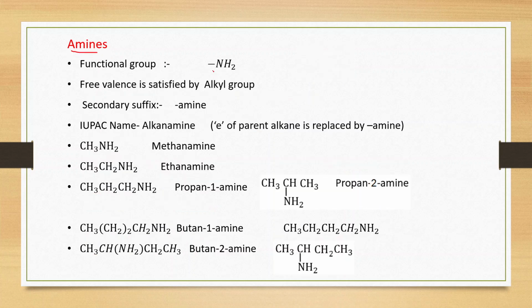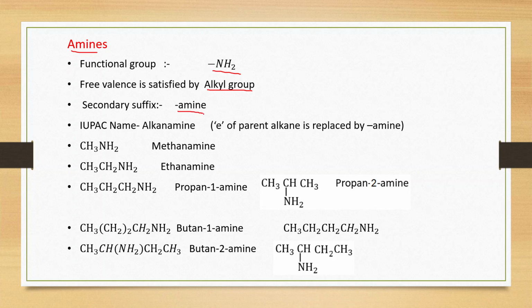Amines, functional group is NH2. Free valency is satisfied by alkyl group. Actually, amines are the derivative of ammonia. If free valency is satisfied by the hydrogen, then we will get the ammonia NH3. But here this free valency is satisfied by alkyl group.